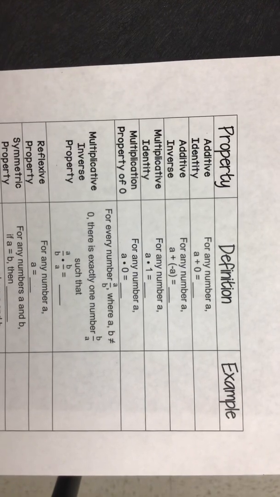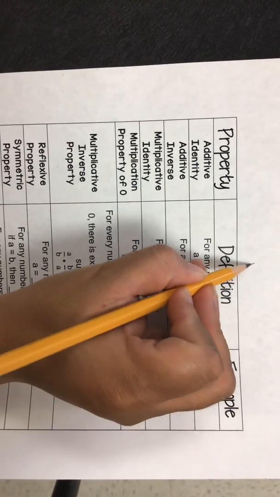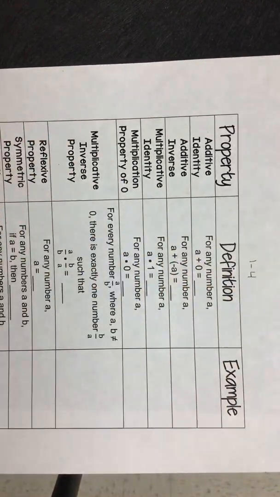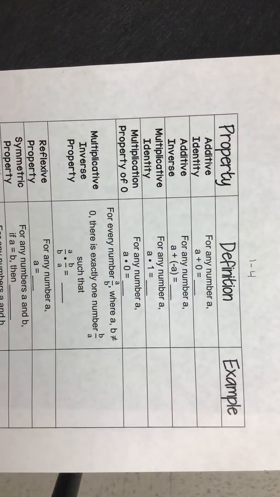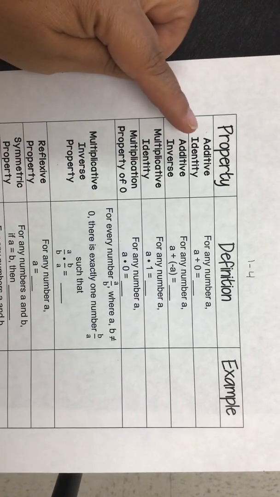This is section 1.5.14, sorry. Identifying properties. We're going to start with the additive identity property.